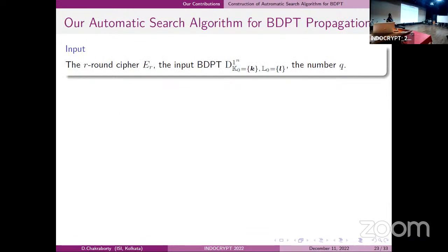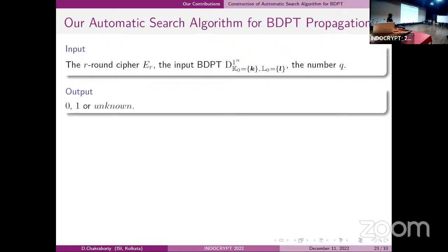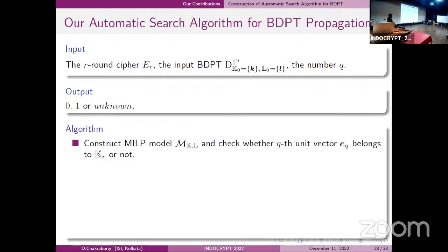The input is the r-round cipher, the initial division property, and the bit number q, where q is from 0 to n minus 1. That means which bit I want to see the parity of; that bit is represented by q. So to check all the n bits, we have to run this algorithm n times, and the algorithm output is 0, 1 or unknown, which is the parity of this bit. And the algorithm is like that.